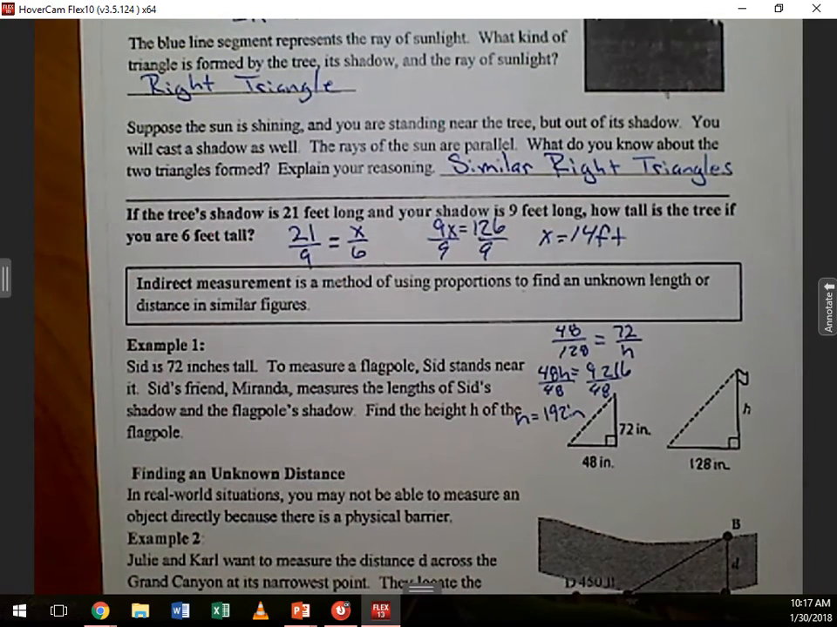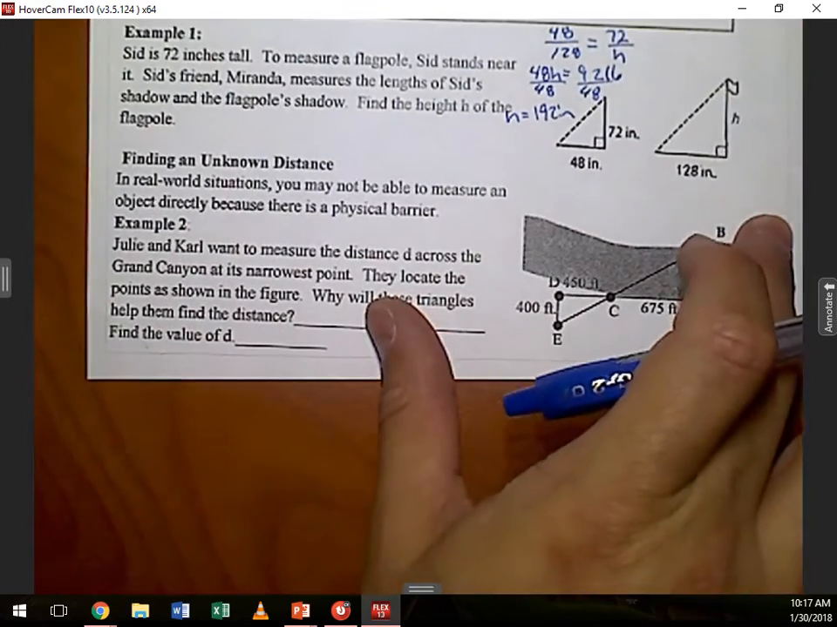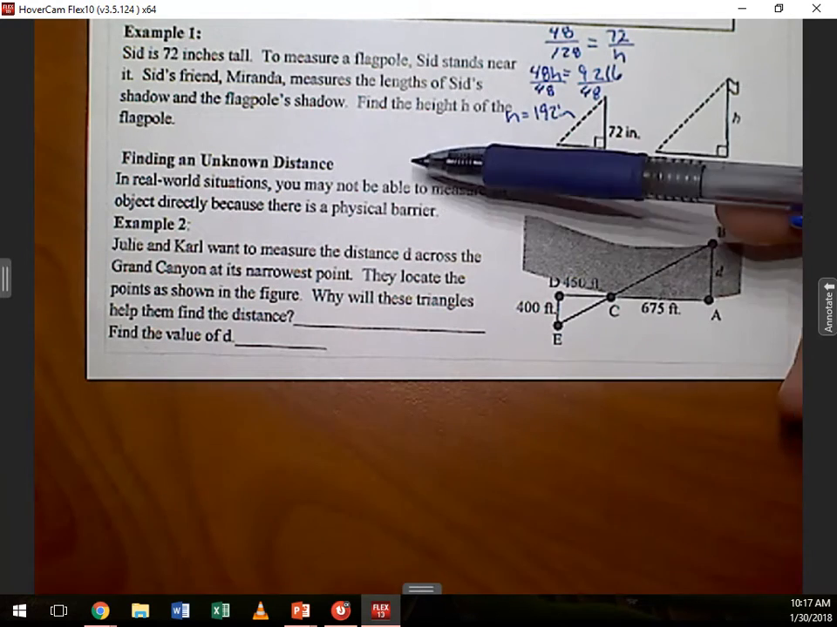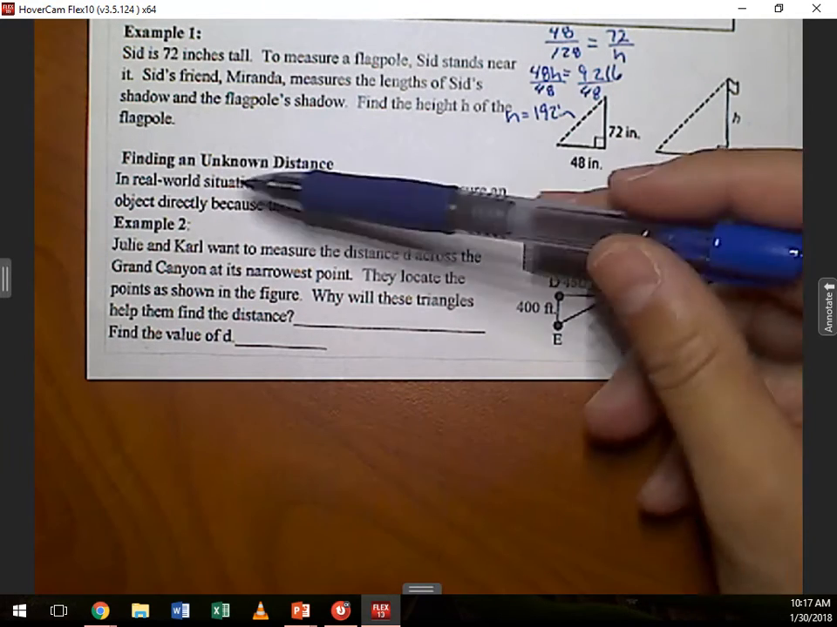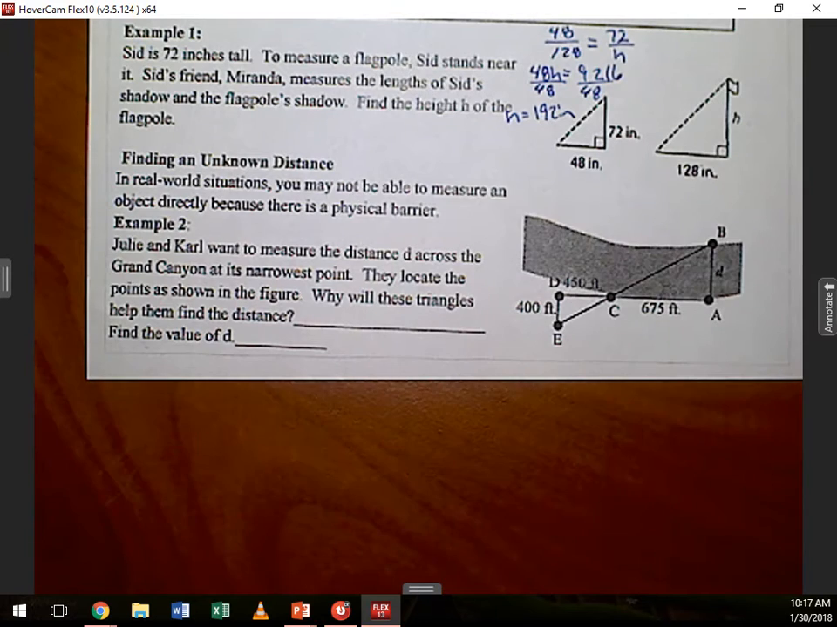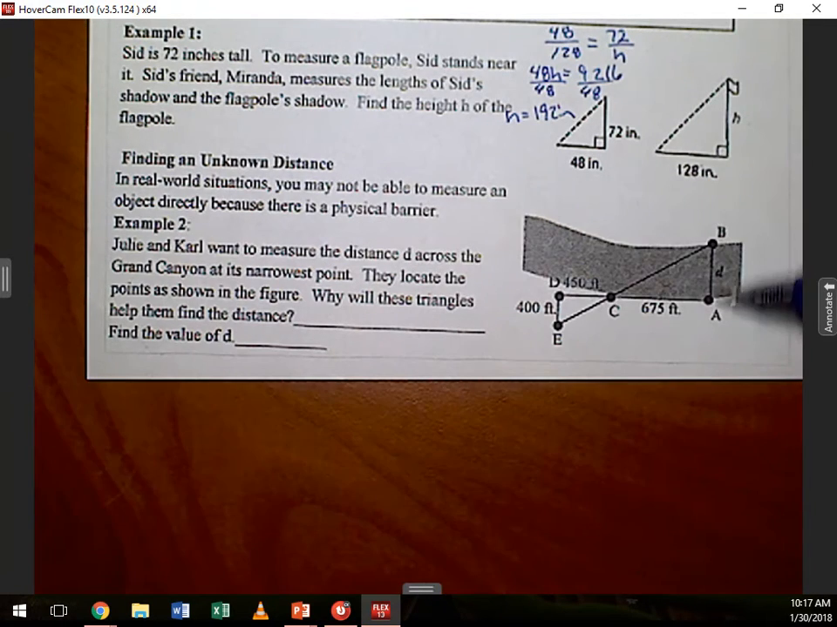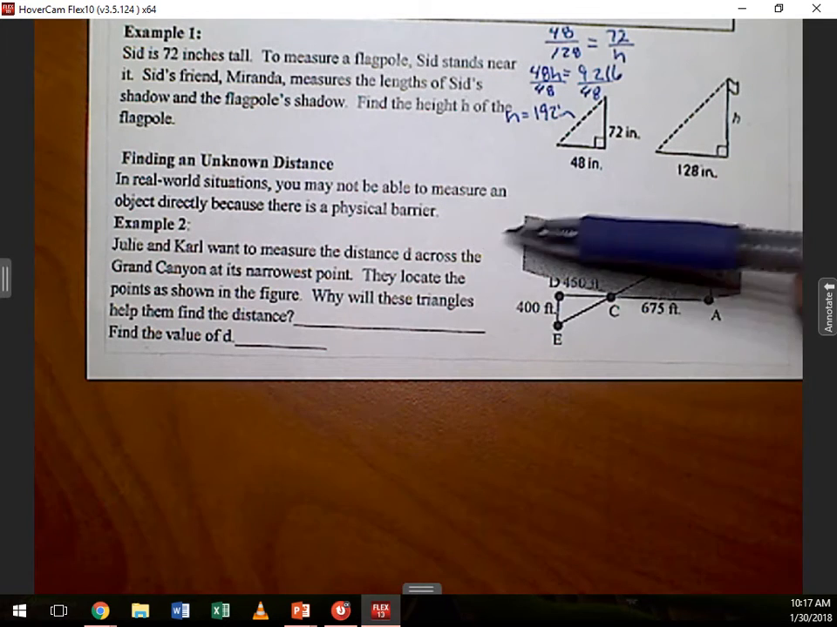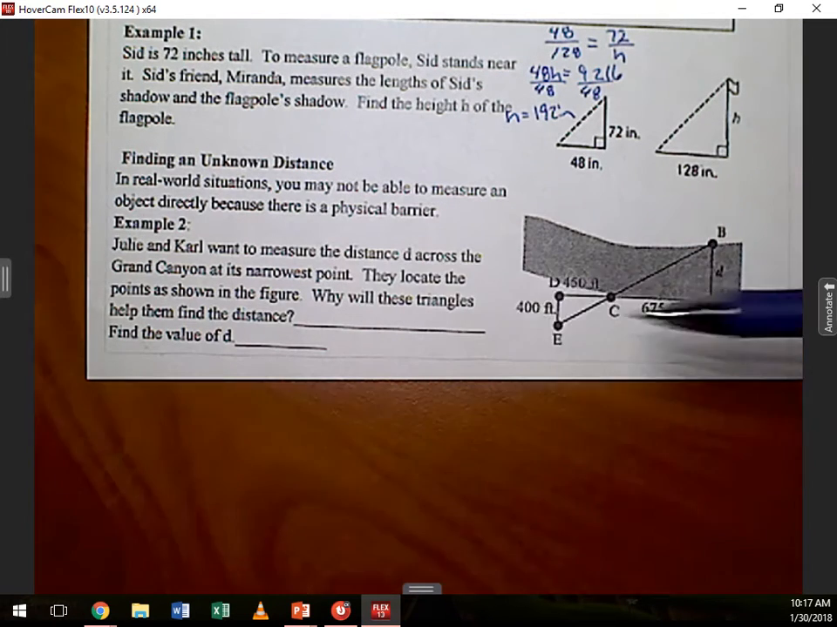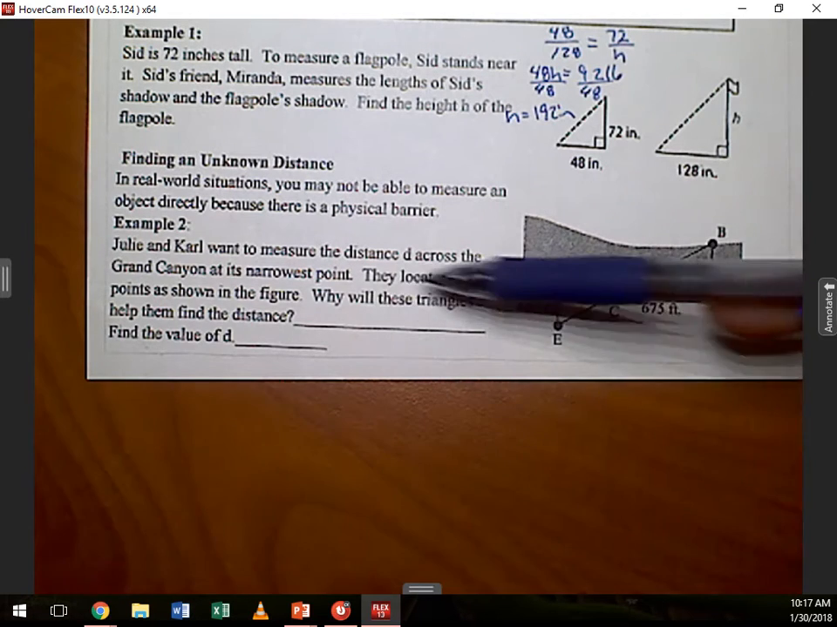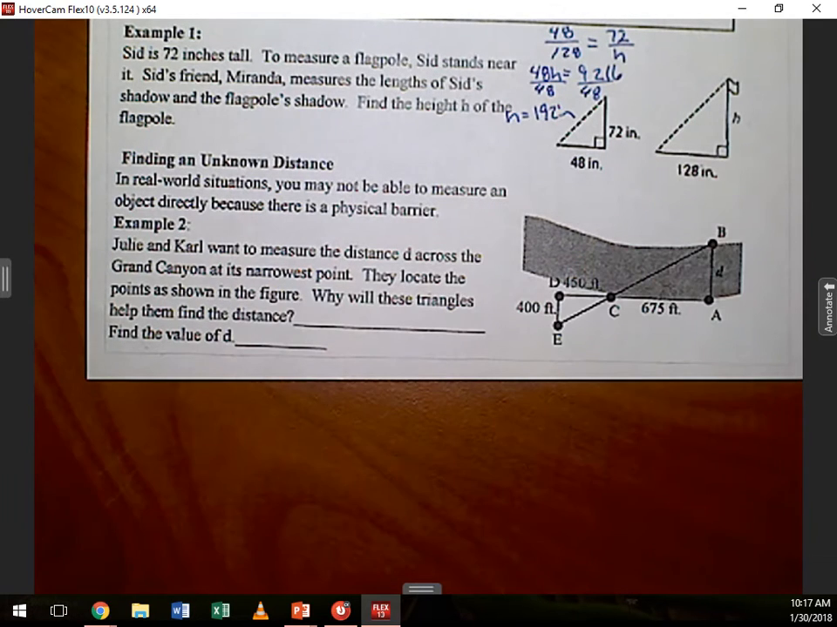All right, so let's take a look at the next problem here. Okay, finding an unknown distance here. In a real world situation, you may not be able to measure an object directly because of physical barriers. Example 2: Julie and Carl want to measure distance d across the Grand Canyon at its narrowest point. They locate the point as shown in the figure. Why will these triangles help find the distance?